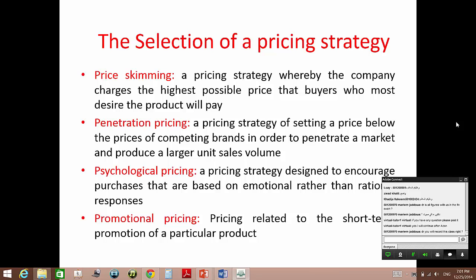Okay, and finally is the promotional price. In the promotional price, the company tries to reduce the price a little bit for a short period of time, and then after that the company will increase the price. So these are the most famous pricing strategies in the market.